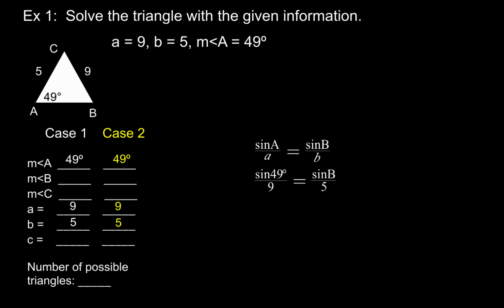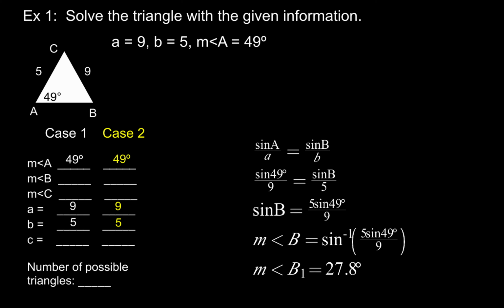Next, when you cross multiply, you'll end up with sine B equals 5 sine 49 degrees over 9. And then lastly, you'll end up with the measure of angle B equals arcsine of 5 sine 49 over 9. Now remember, when you're going to find angle B, just make sure you take your time, type everything into your calculator correctly, and you should come up with a value of about 27.8 degrees.